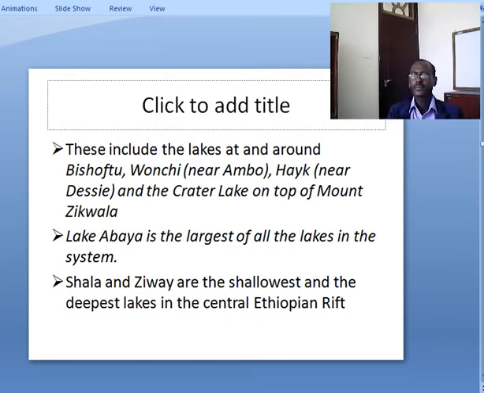Lake Abaya, the largest of all the lakes in the system, is to be found here. Shala and Zuwai are the smallest, shallowest, and the deepest lakes in the central rift system.